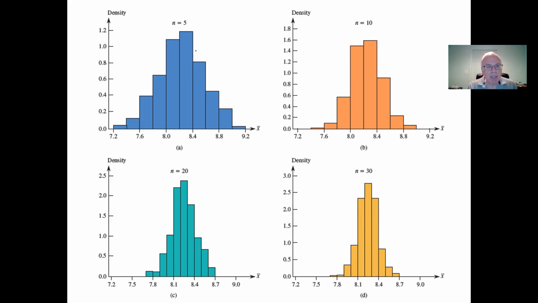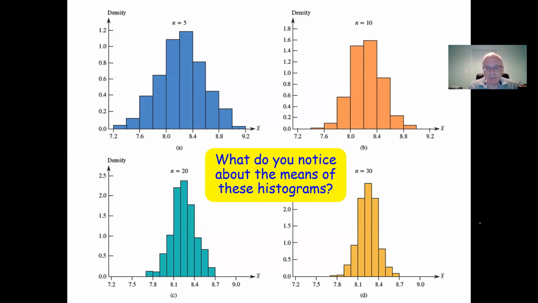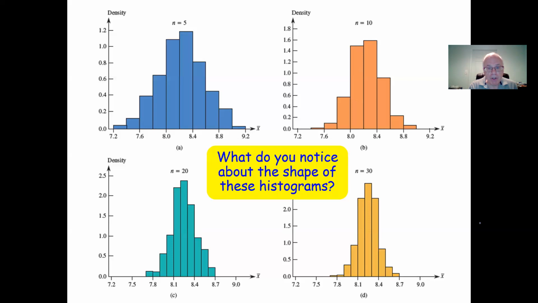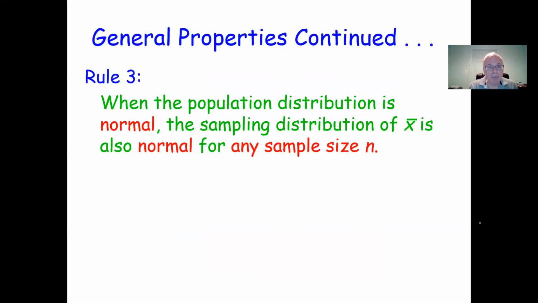Notice, however, that the mean is approximately the same, should be exactly the same, for each one of these cases. The means are the same, standard deviations get smaller, and shapes are all approximately normal. Here's rule number 3. When the population distribution is normal, the sampling distribution of the sample means is also normal for any sample size. That's rule number 3.